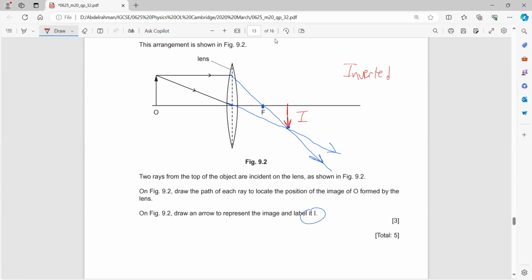But it is inverted and real. You have to memorize that it is real. Diminished, same size, or bigger: it could be diminished, the same size, or larger. How do I know? I need to just measure using the ruler. I'll measure O and then I will measure I. If I is smaller, then it is smaller or diminished. If I is larger than O, then it is enlarged or bigger. If it is the same size, then it will be the same size. That's it.